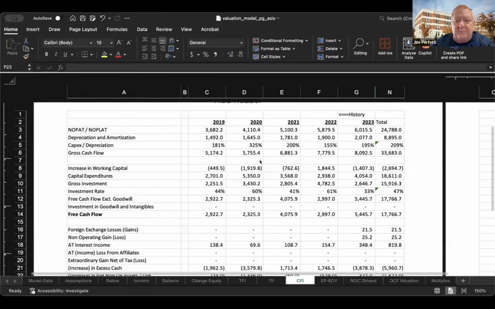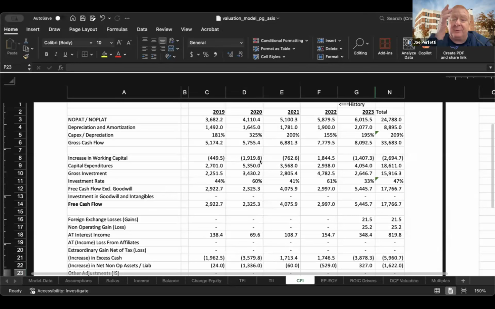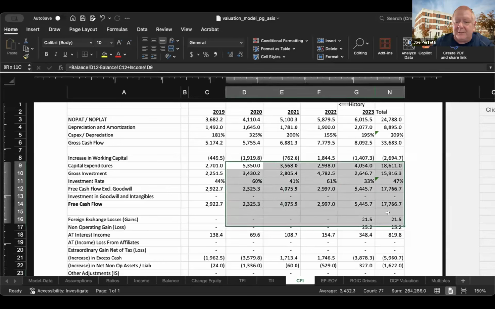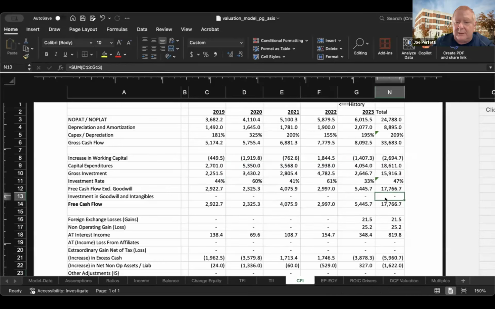Here we go. So this is Procter and Gamble, going through 2023. Don't have the 2024 results yet, but this is the 5-year CFI, and the sum of the 5 individual years, right? So again, when you analyze a CFI, we always start with free cash flow, which is basically this number right here, okay?